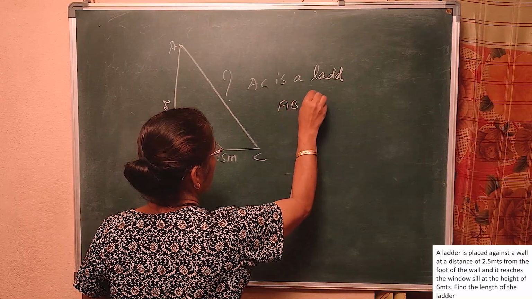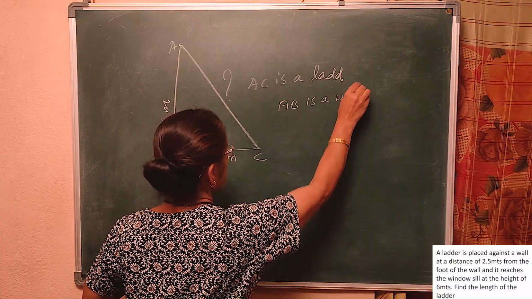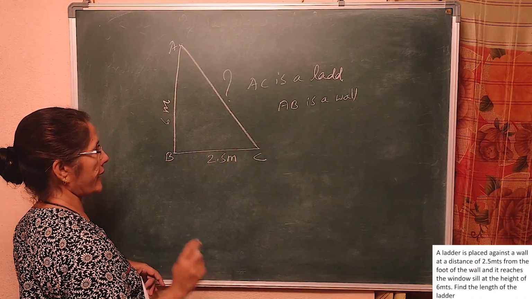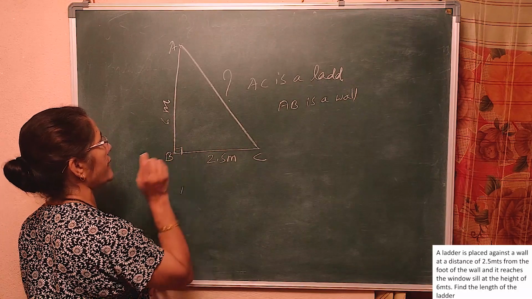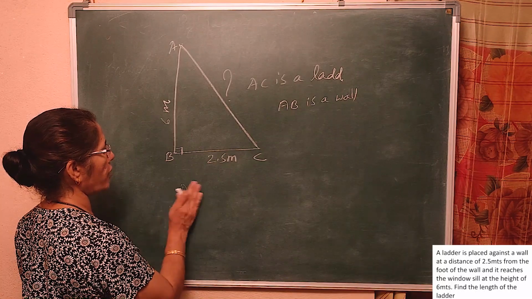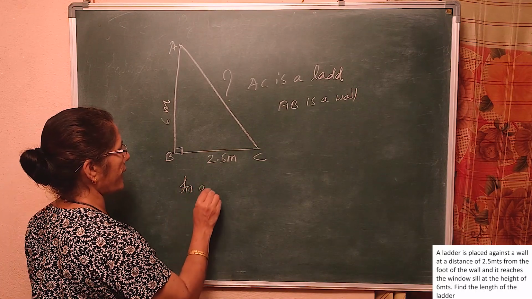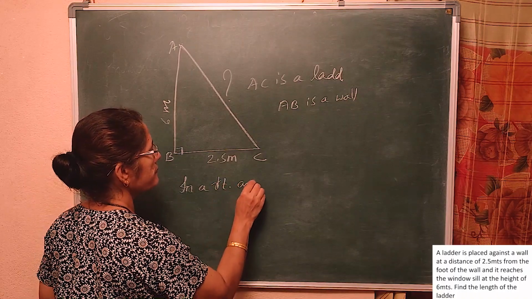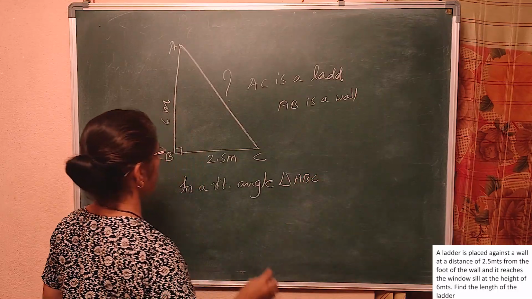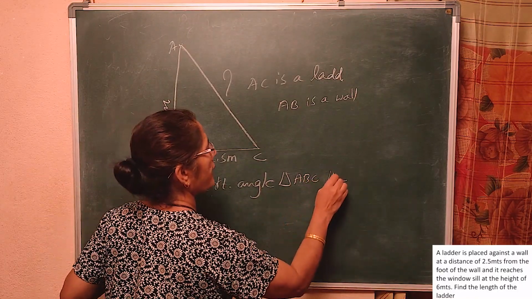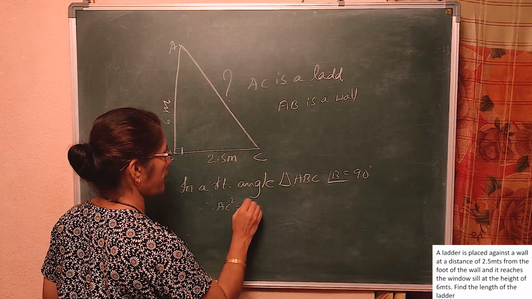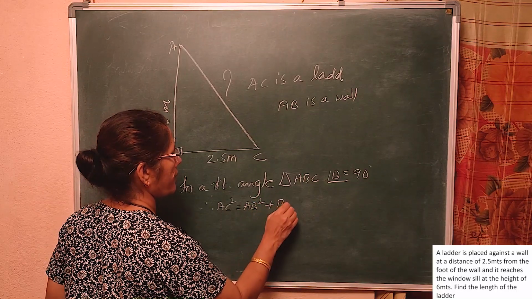AB is the wall and BC is the distance between the foot of the ladder and the foot of the wall, right? The wall is always straight, so this is 90 degrees. In the right-angled triangle ABC, angle B is equal to 90 degrees. Therefore, AC square is equal to AB square plus BC square.